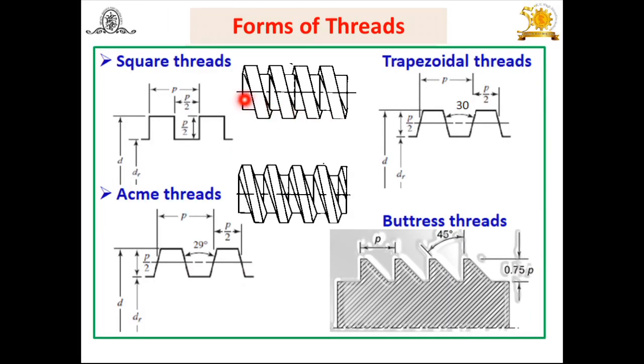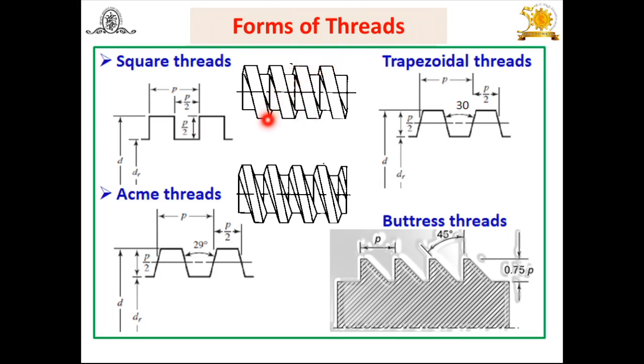Here, different forms of threads are used in the case of power screws. Generally threads are used for fastening purposes, and that is why V threads are used for fastening. But V threads are not suitable for the power screw. Why are they not suitable? Because in fastening, what is the basic requirement? To provide a high frictional force. Why high frictional force? To prevent the loosening of the parts assembled by the threaded joint.